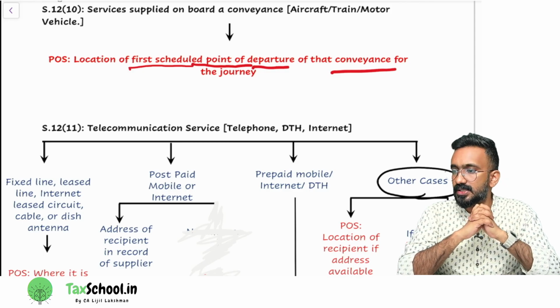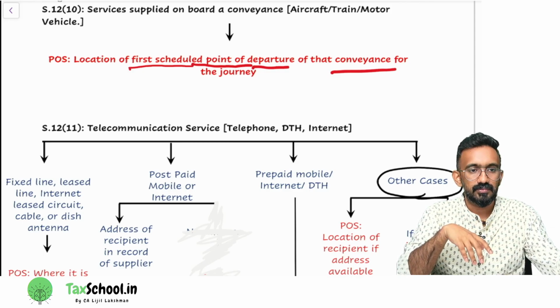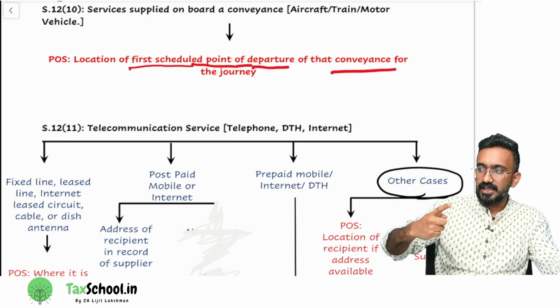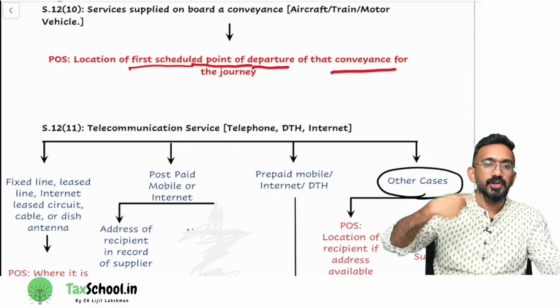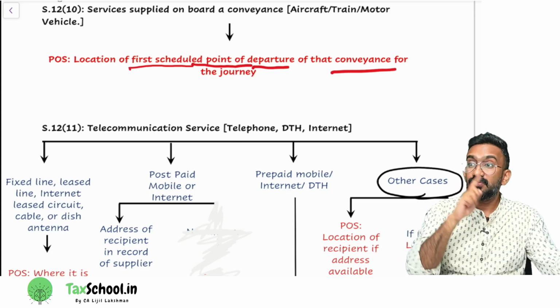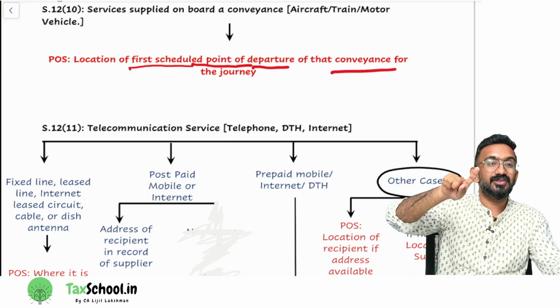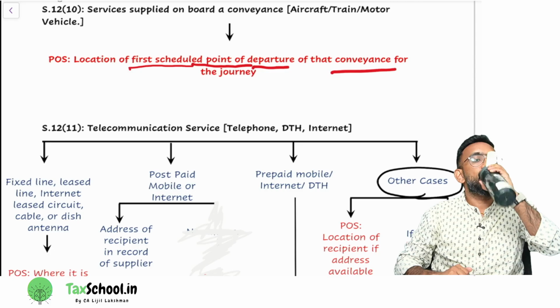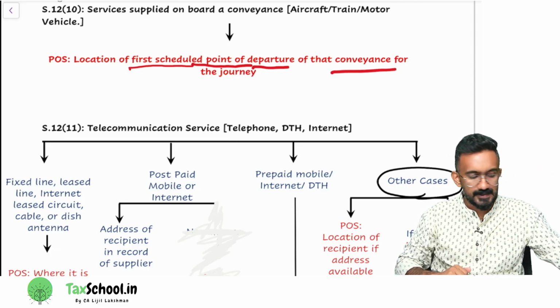Can you comment the answer in the chat box? Flight is Chennai, Hyderabad, Delhi. A person got into the flight from Hyderabad and got movie on demand. What will be the place of supply? It will be Chennai. Why? First scheduled point of departure of the conveyance is Chennai. That will be the place of supply. Correct answer, guys.